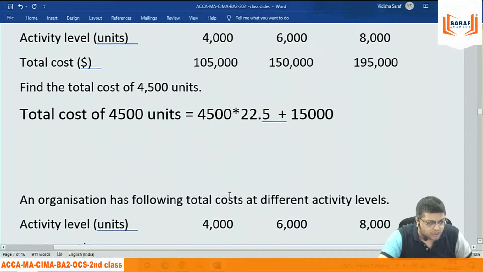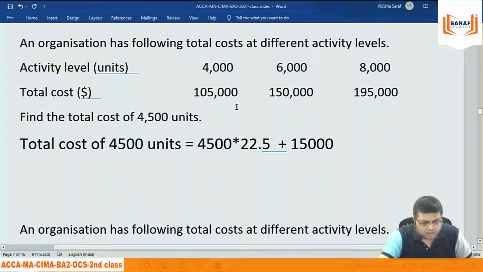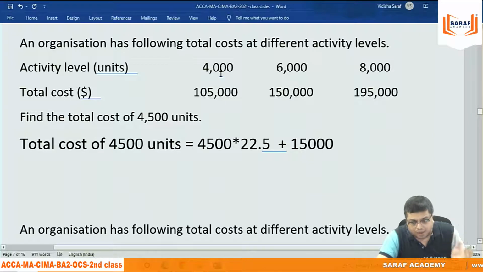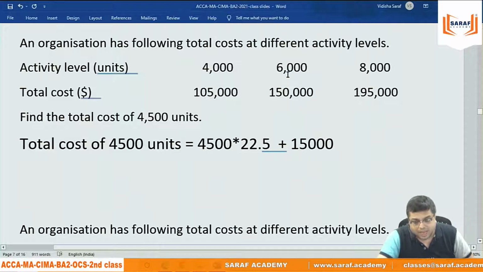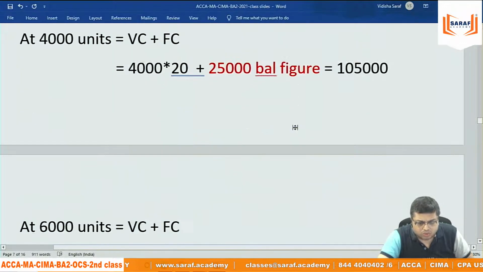If in this question they are saying fixed cost is 20% more, I will say variable cost per unit is X, and fixed cost up till 5000 is Y. So 4000 into X plus Y equals 1,05,000. For 6000, how much? 6000 into X plus 120% of Y equals 1,50,000. Solve X and Y. This question I can solve also.